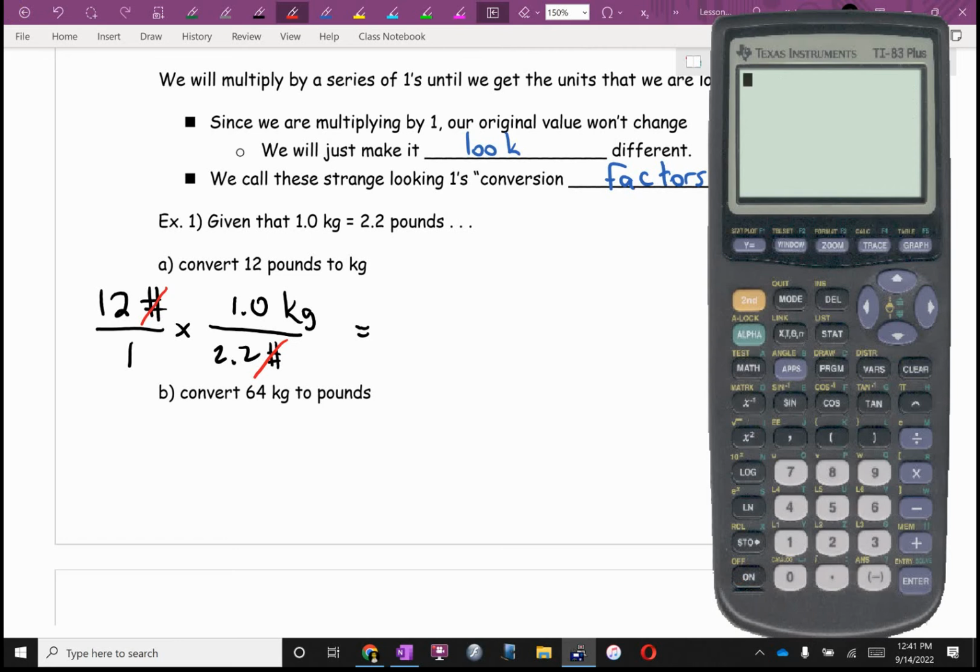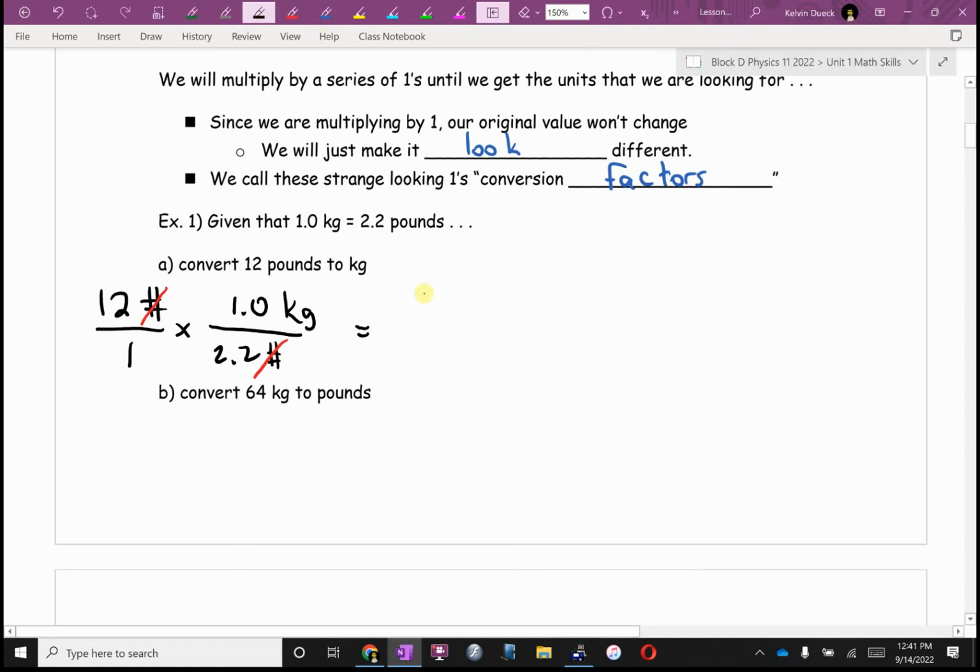Did it say go to the correct number of sig figs anywhere in the instructions? Then let's decide, unless the question specifically says go to the correct number of sig figs, let's say our default will be 3 sig figs. That's usually enough accuracy. So I'm going to go 12 divided by 2.2, 5.45. I'm going to stop at the 5. Is that 5 going to stay a 5 or become a 6? 5.45 it is.